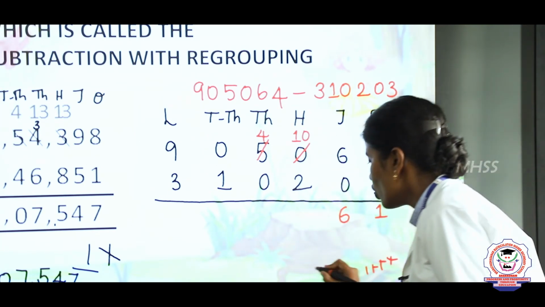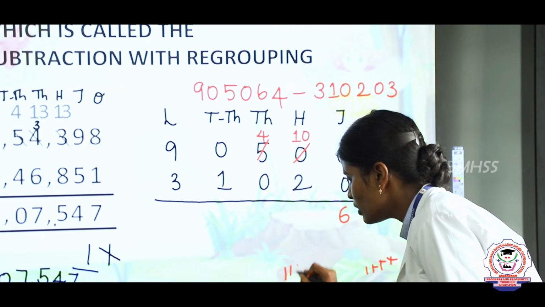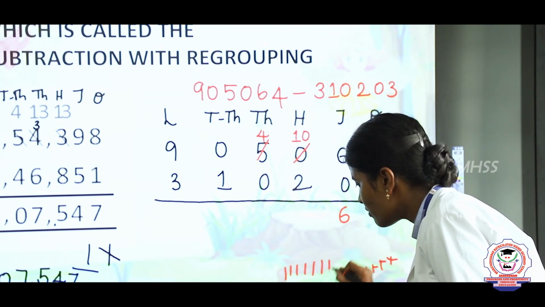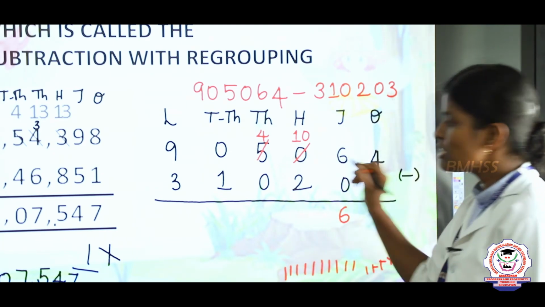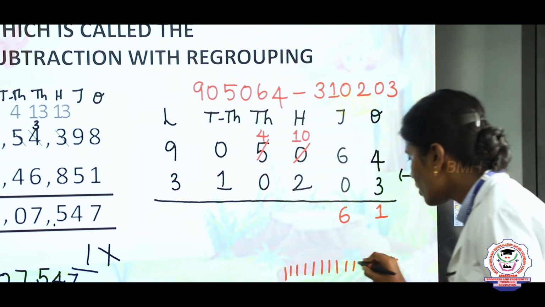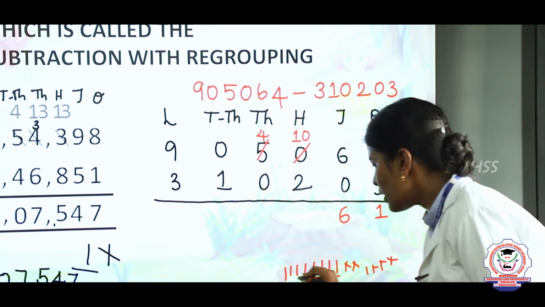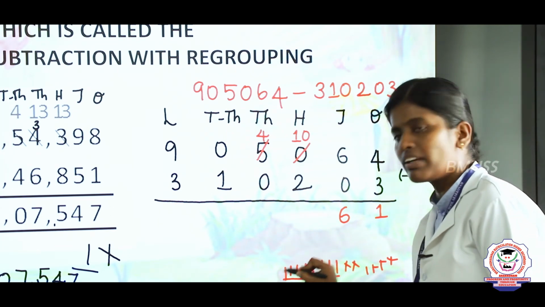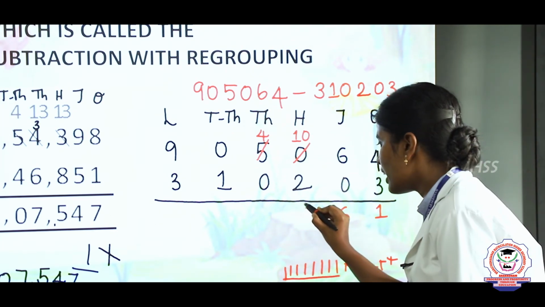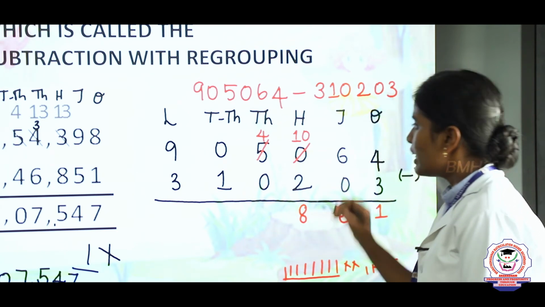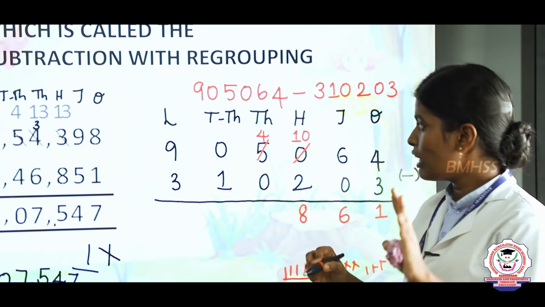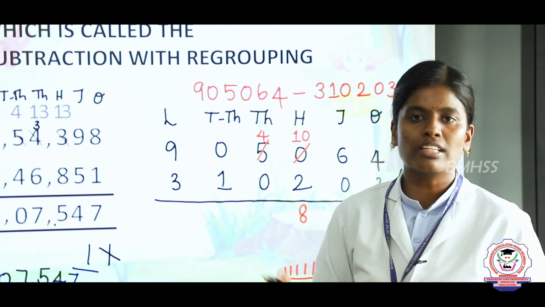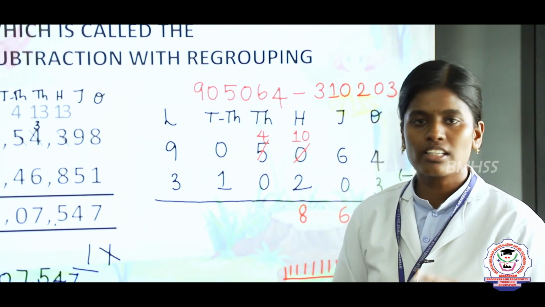10 minus 2. So put 10 lines, 1, 2, 3, 4, 5, 6, 7, 8, 9, 10, and subtract how many lines? 2 lines. 1, 2. Remaining how many lines are there? 1, 2, 3, 4, 5, 6, 7, 8. So the answer is 8. Take the 1000 place value. Here the 1000 place value is 4,000 minus 0,000. So you are getting the answer 4.